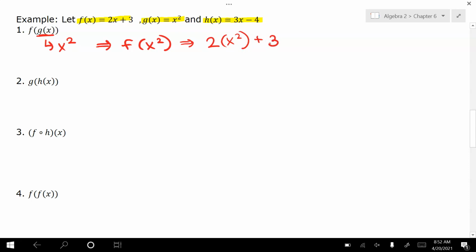To simplify this, you're just going to rewrite it so it says 2x squared. Think about distributing a little bit here, but there's really only one term to multiply into. So the final answer is going to say 2x squared plus 3.